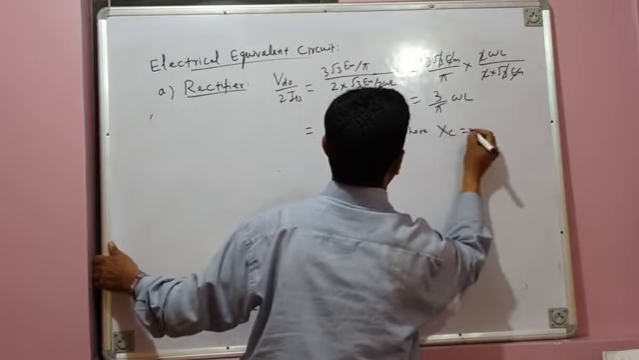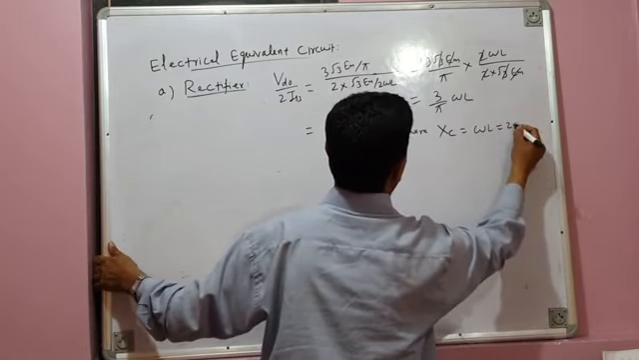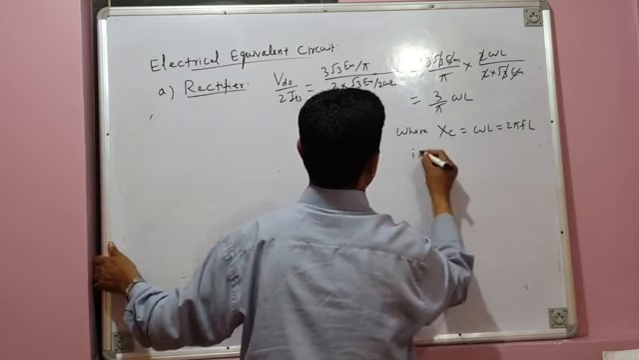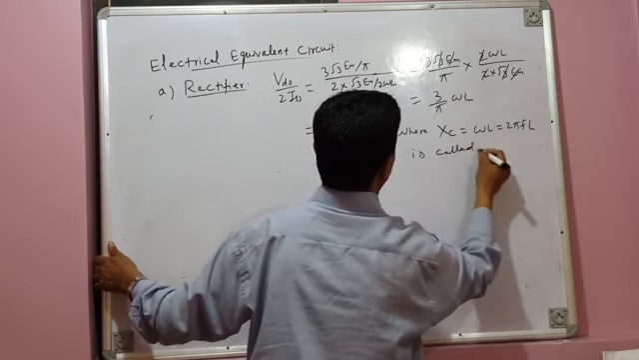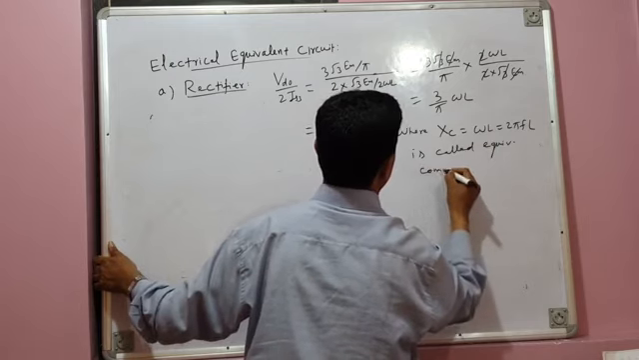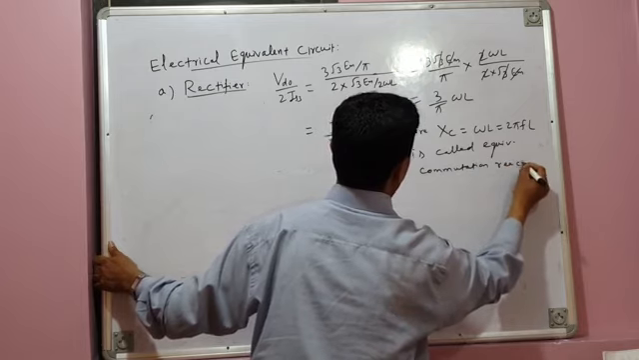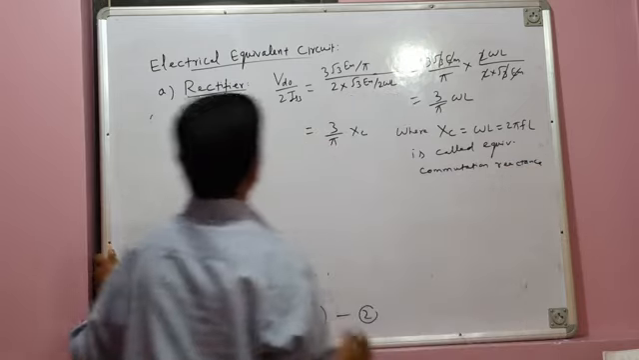Where Xc is equal to omega L, that is equal to 2 pi fL, and it is called equivalent commutation reactance. Fine.